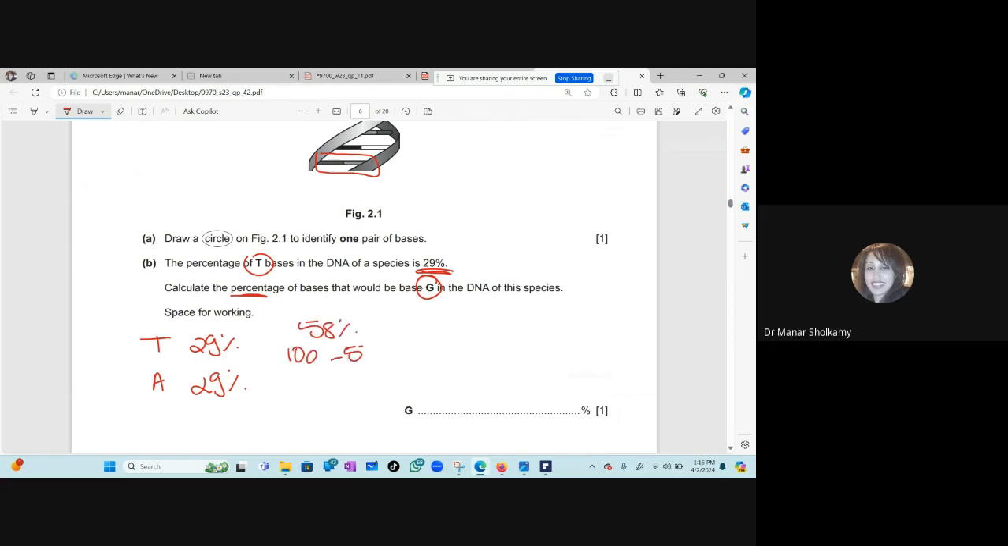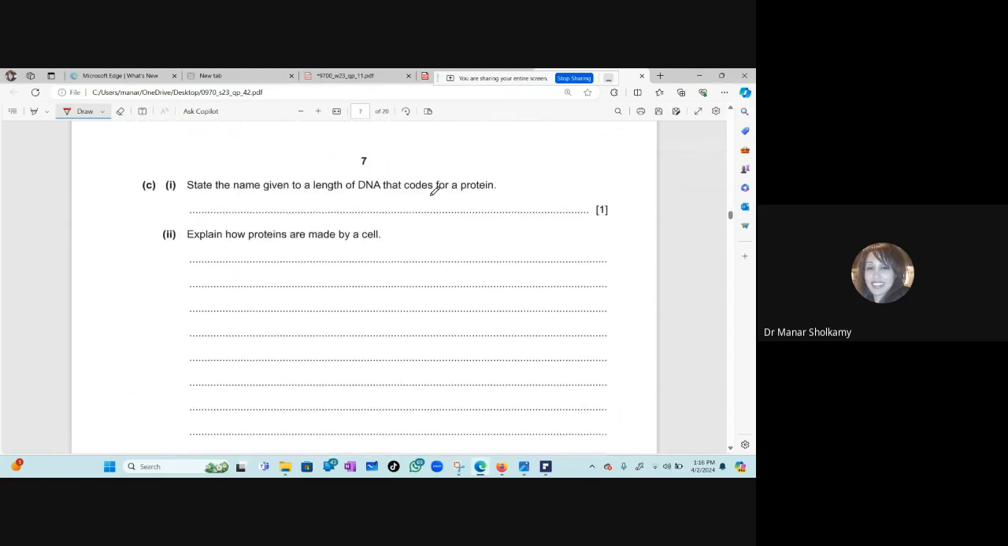100 minus 58% is 42%. And then we divide 42 between base C and base G. So 42 divided by 2 is 21%. The answer is 21%. Who does not know how we got it? Okay, let's continue so we finish.